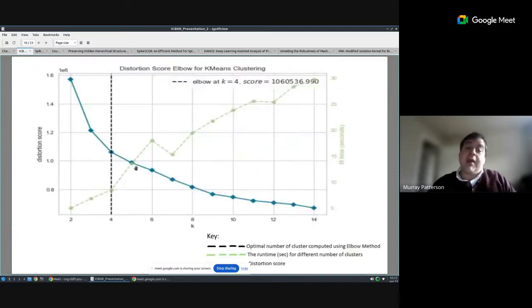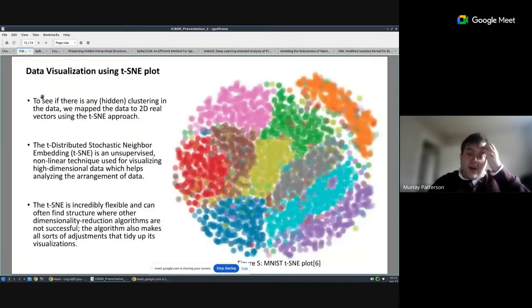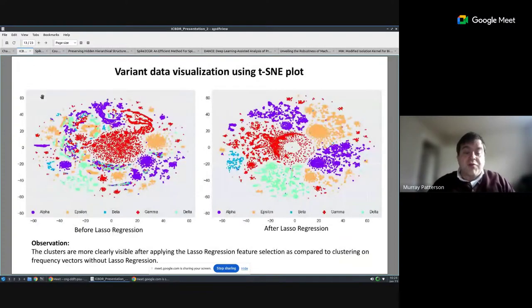Since we were performing clustering, in the parlance of machine learning, it's unsupervised learning. We had to see what the optimal k was for this, right? Just a bit on the 60,000 sequences: we did a bit of visualization to understand how the data was structured as well.